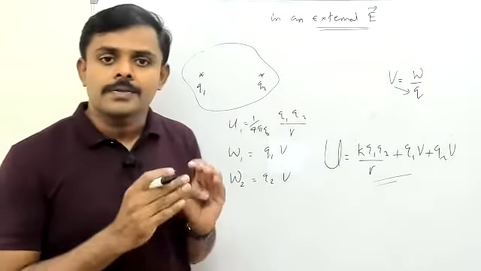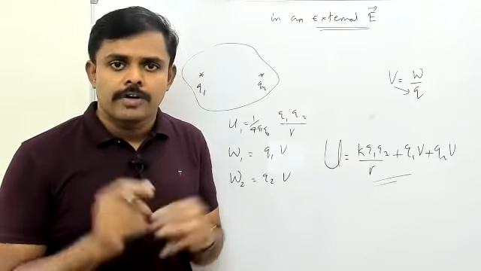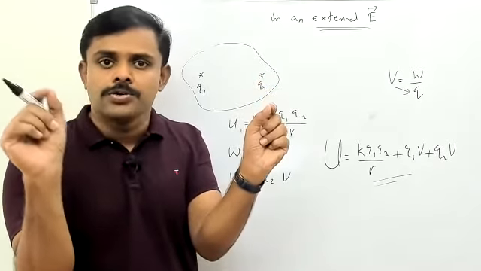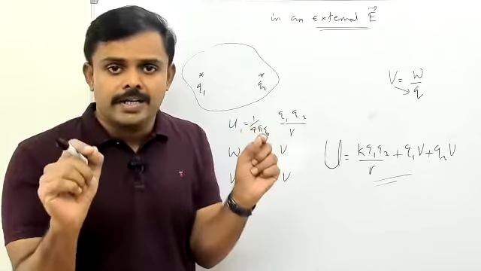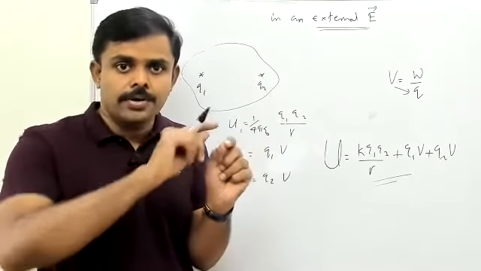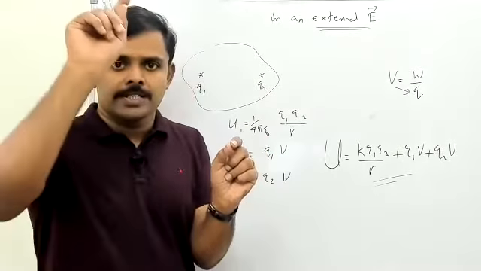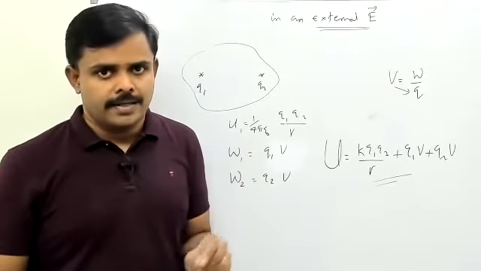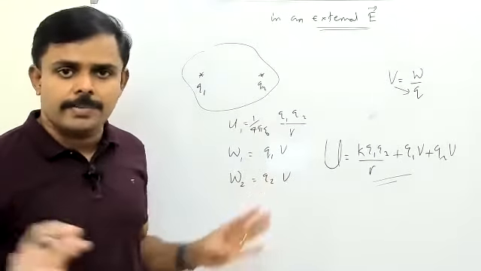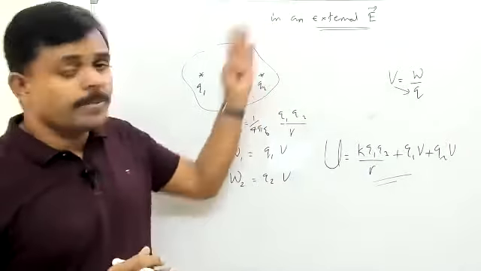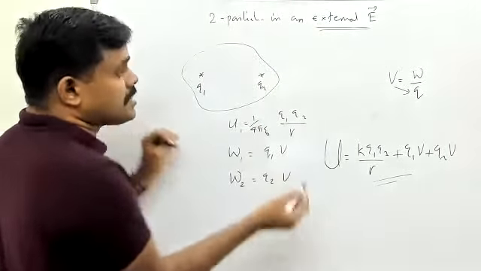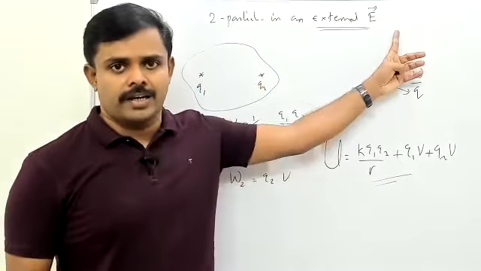What is the potential energy you learned? For a two particle system, potential energy is 1 by 4 pi epsilon 0 Q1 Q2 by R. For a three particle system, 1 by 4 pi epsilon 0 Q1 Q2 by R12 plus Q2 Q3 by R23 plus Q1 Q3 by R13. Those are the equations for two particle and three particle systems. So I'm coming back to the two particle system again, but this time in an external electric field.